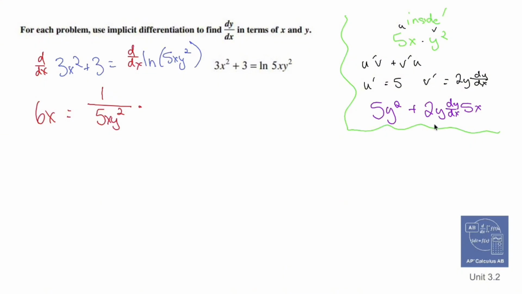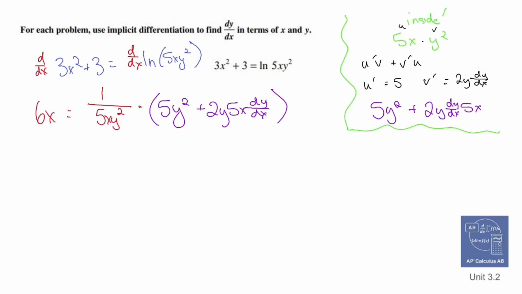Okay, so we're going to multiply this guy to 5y squared plus 2y, and let's move this 5x over and make it dy/dx. Let's just clean it up that way. I probably could have multiplied 2 and 5 and made it 10. Probably should have, and I probably will in the next step.